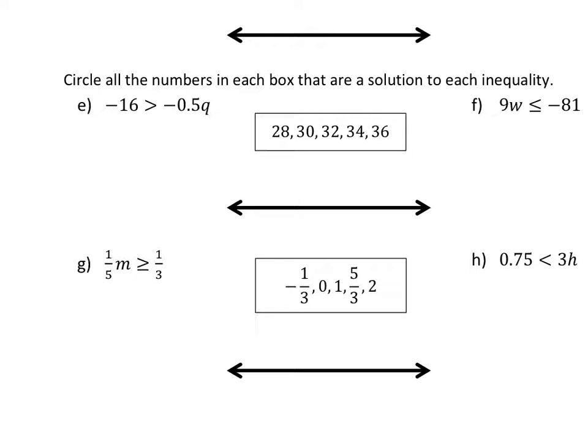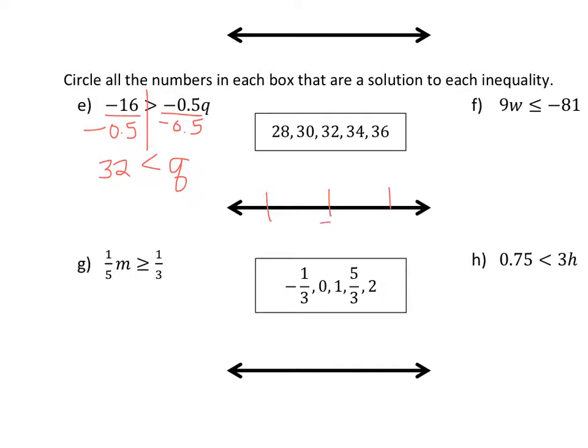Our directions are a little bit different down here. It says circle all the numbers in each box that are a solution to each inequality. Okay, we're still going to solve it. We're going to divide by negative 0.5 to get q by itself. 16 divided by negative 0.5 is positive 32. We have to flip that symbol because we divided by a negative. So 32 is less than q.